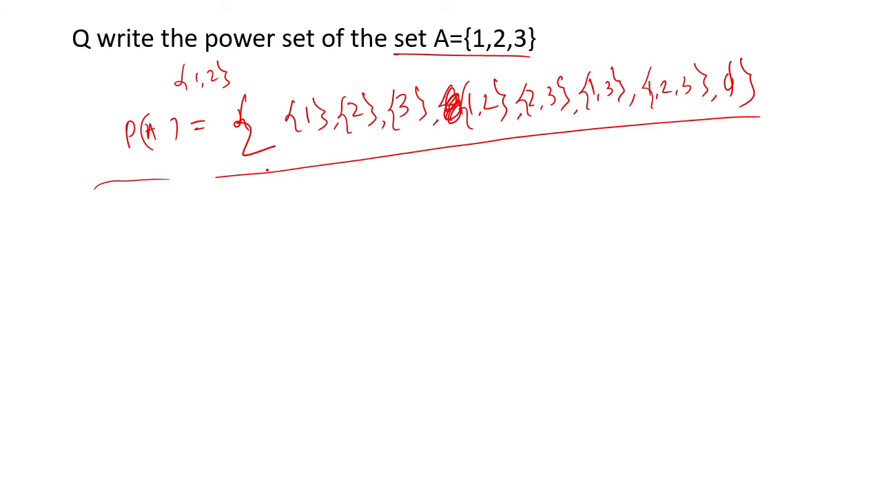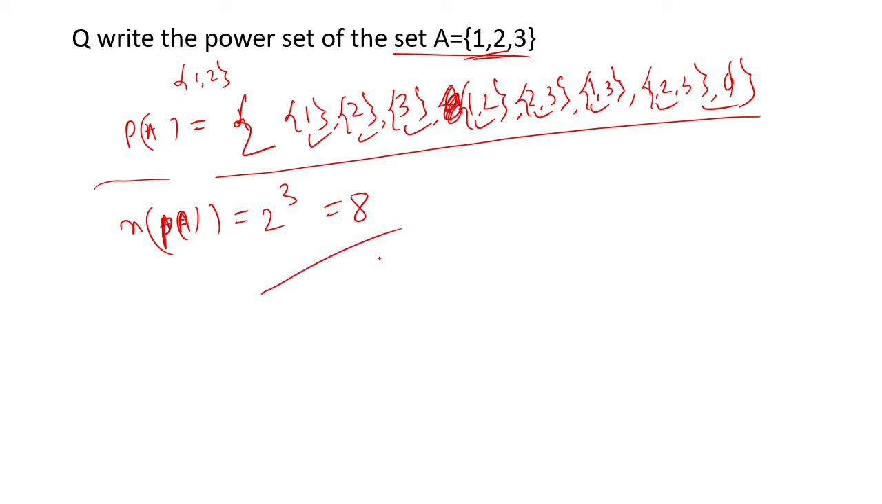Now, the number of elements in the power set. What will be the number of elements in the power set? The number of elements in the power set will be 2 to the power 3. Why 3? Because there are 3 elements. See, this is 8. You can see 1 2 3 4 5 6 7 8 elements are there. Okay, done. Thank you.